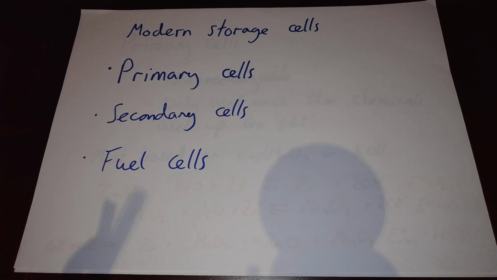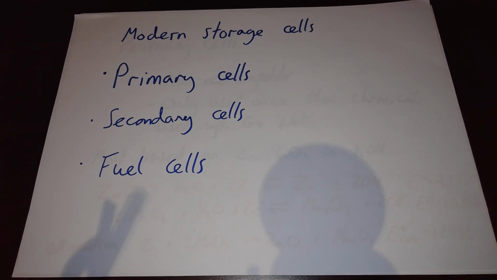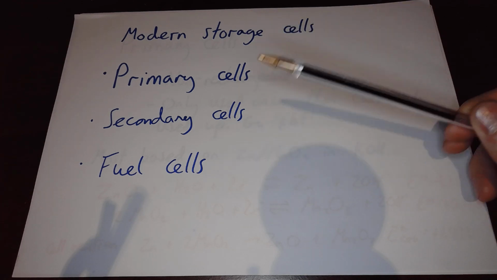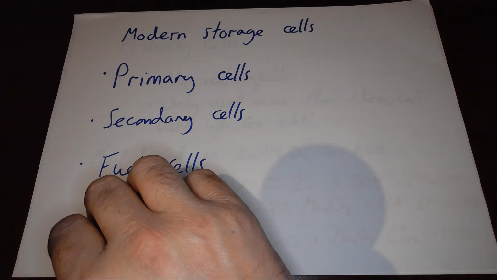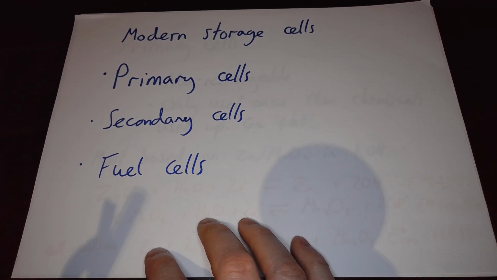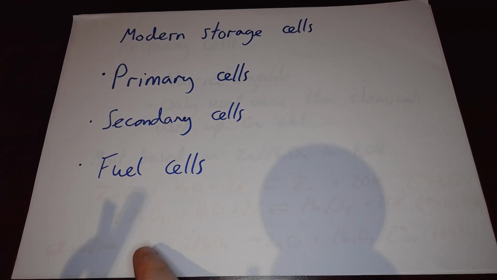In this video we're going to look at the three different types of modern storage cells, which you might call batteries, for example. The three types are primary cells, secondary cells and fuel cells. A lot of the equations that we're going to see you don't actually need to memorize. You will be given them in the exam when you need them, but it's helpful to be familiar with them, particularly the fuel cells.